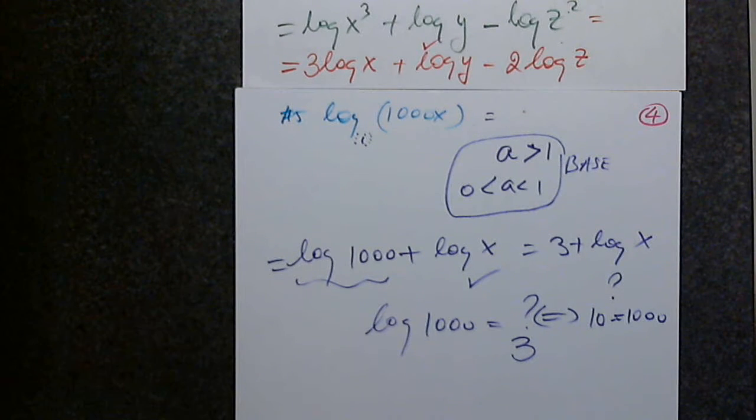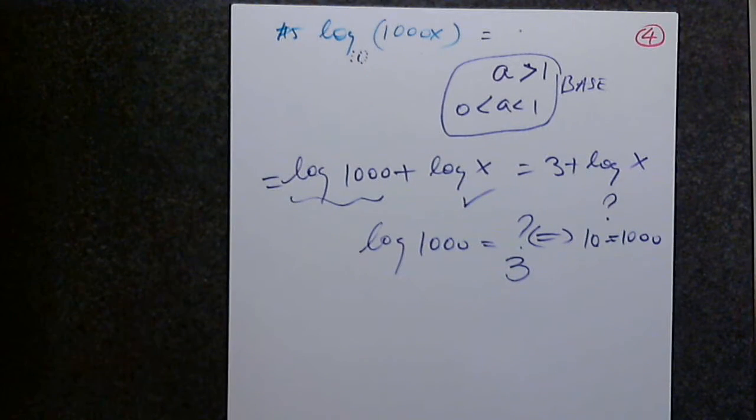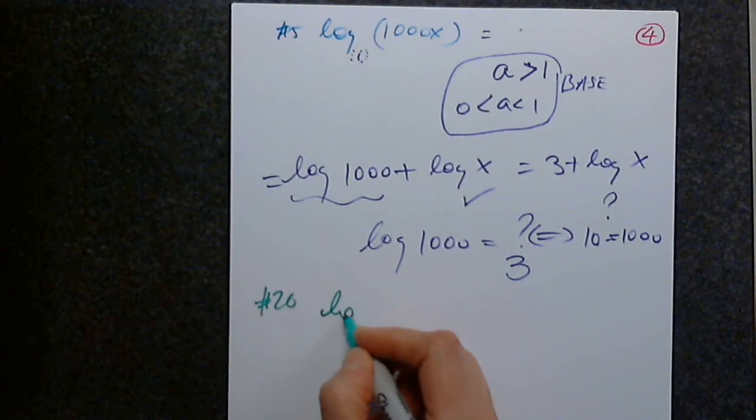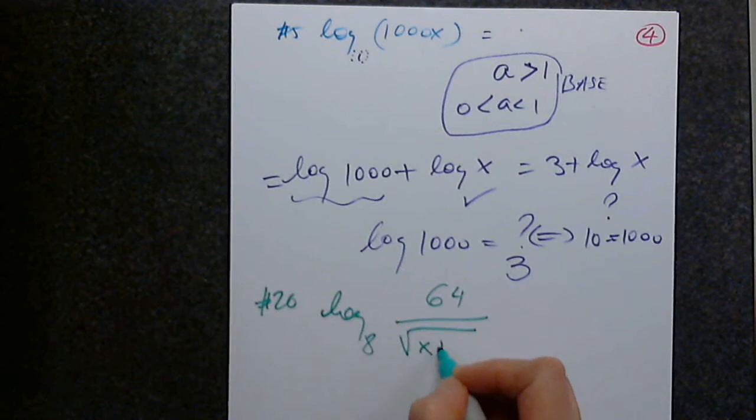You said 1 through 40. Yes, for expanding. Let's do 26. Excellent. So we have log base 8 of 64 divided by the square root of x plus 1.